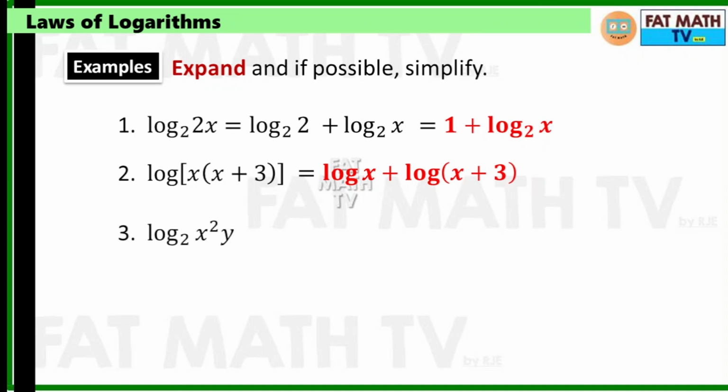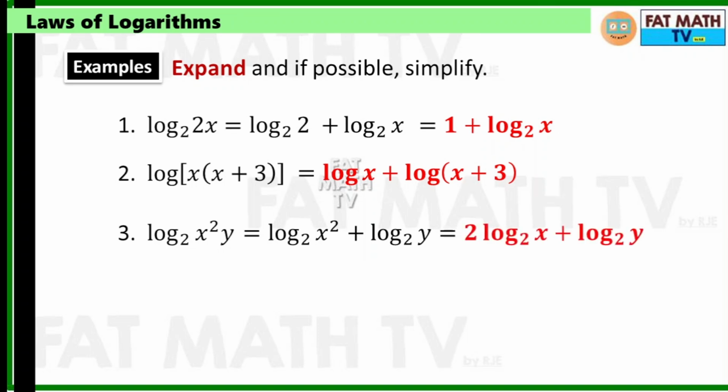Number 3, logarithm of x squared y to the base 2 is equal to logarithm of x squared plus logarithm of y. But applying law number 3 here, the exponent of x, which is 2, can be a numerical coefficient. So our final answer here will be 2 times the logarithm of x to the base 2 plus logarithm of y to the base 2. As you can see, the exponent of x, which is 2, becomes the coefficient in the final answer.